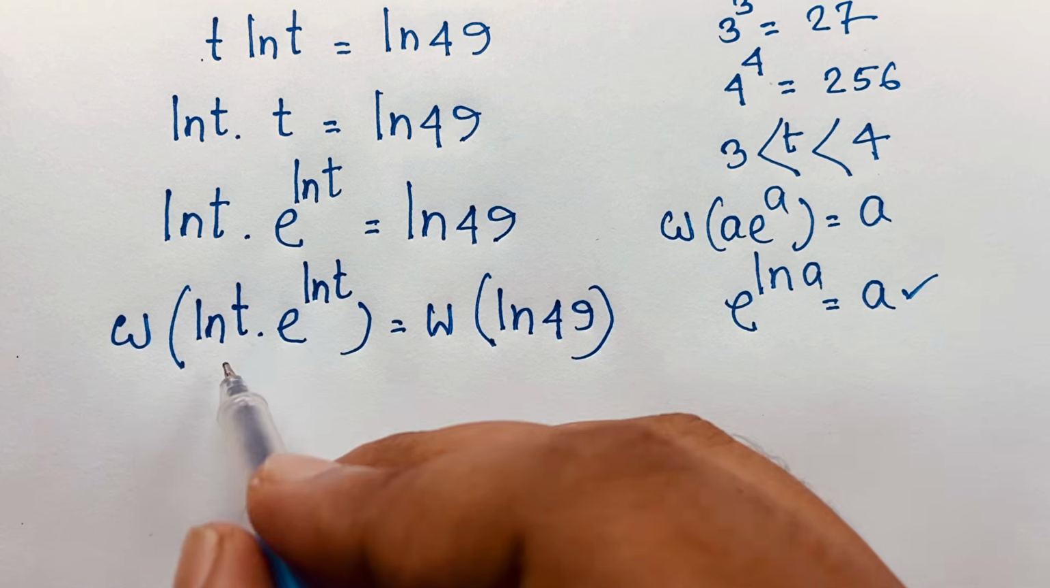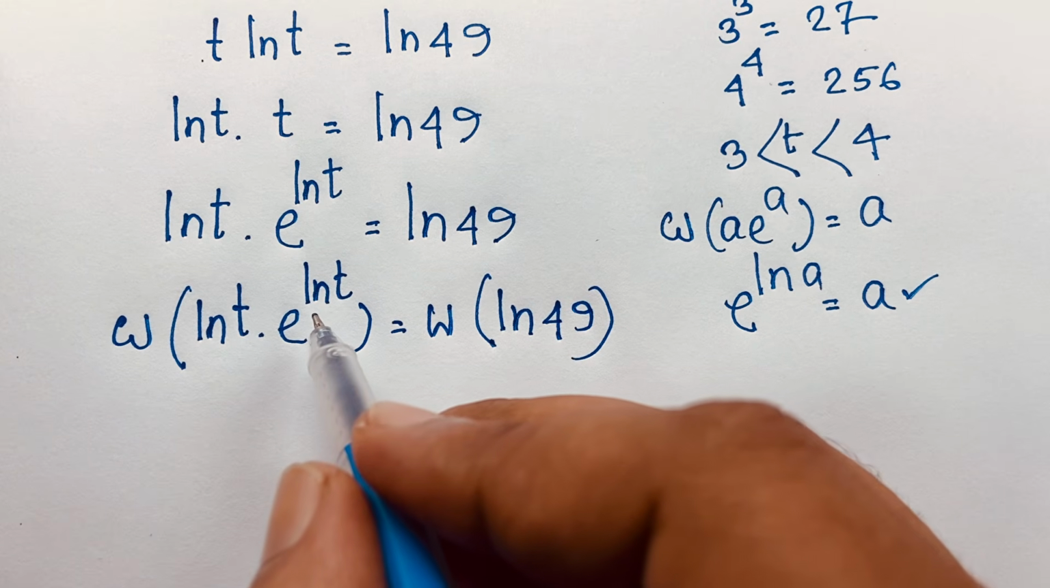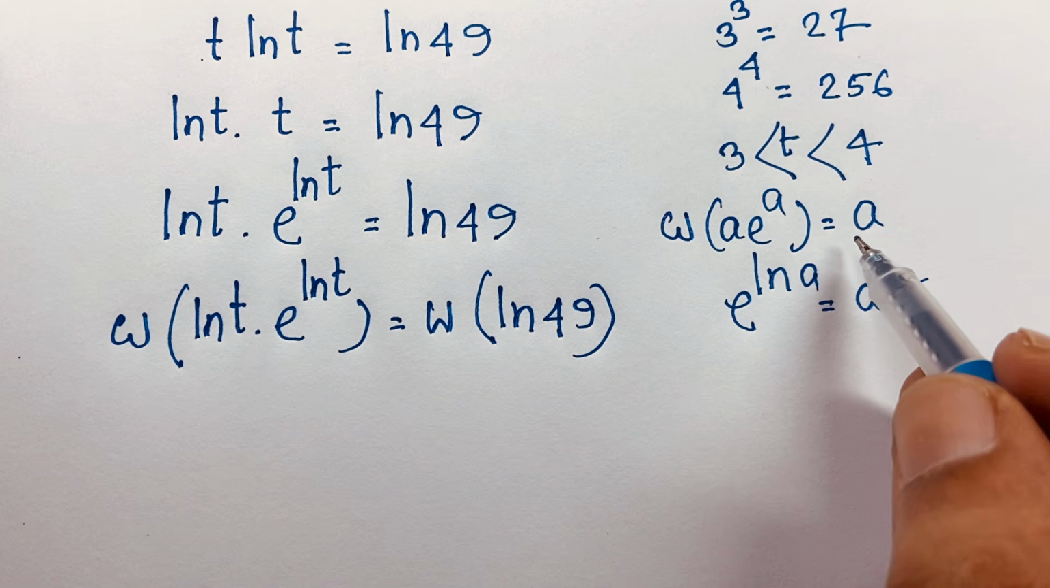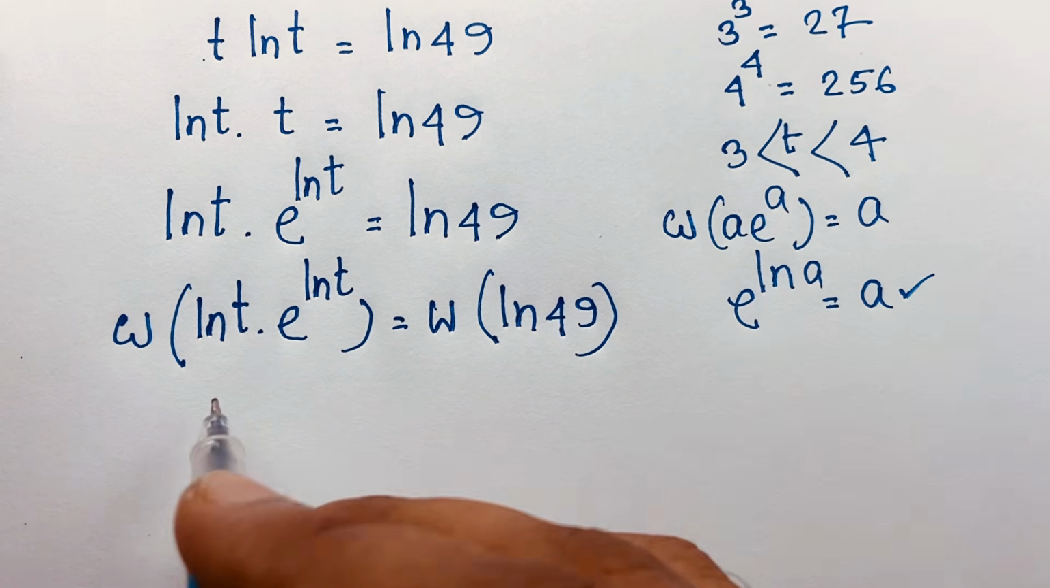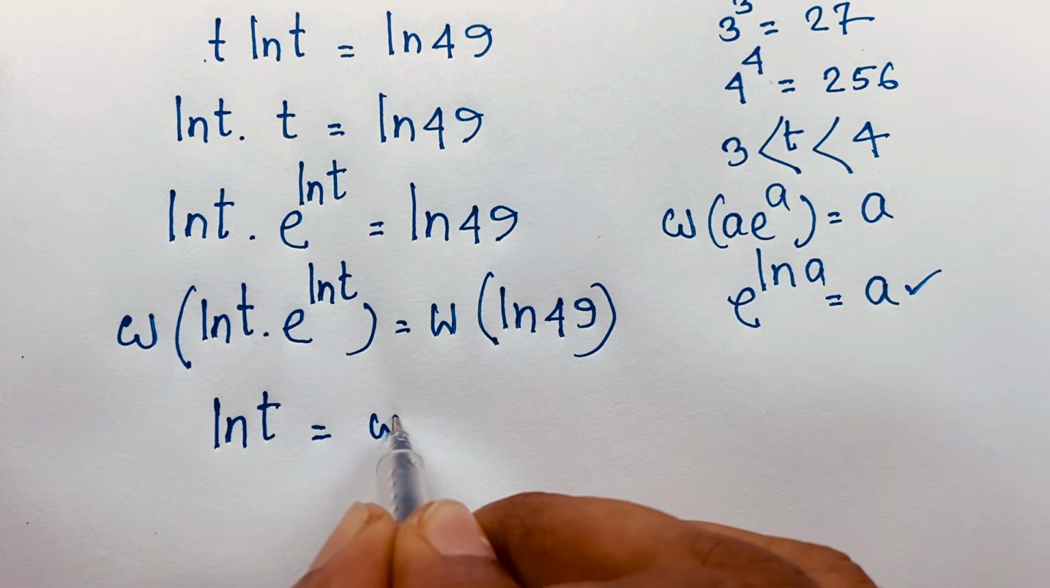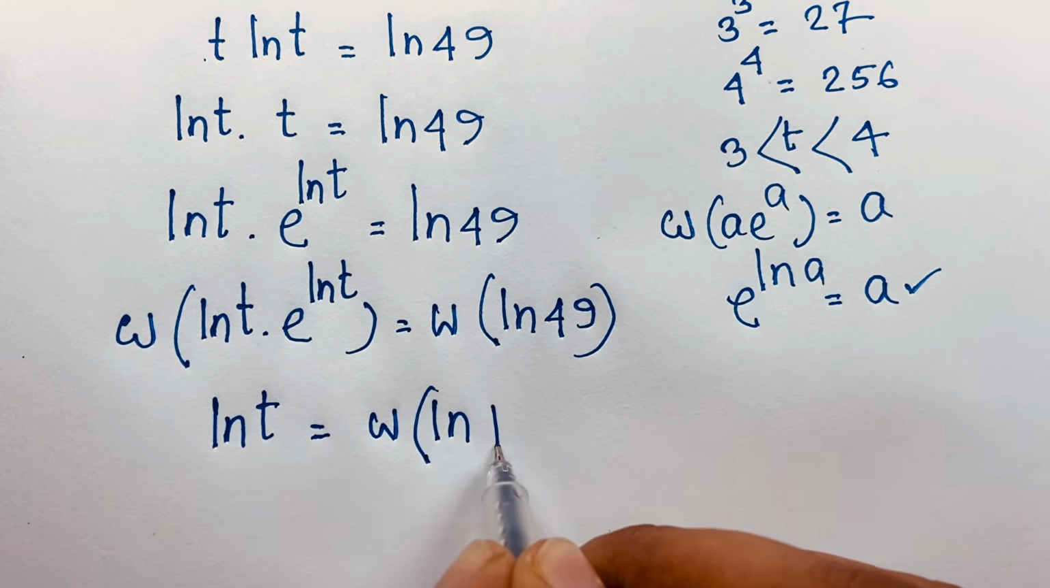Now this is ln t, this is ln t. So at this moment you can see easily the Lambert W function of a e to the power a is equal to a. If I apply this identity here, it will be ln t is equal to the Lambert W function of ln 49.